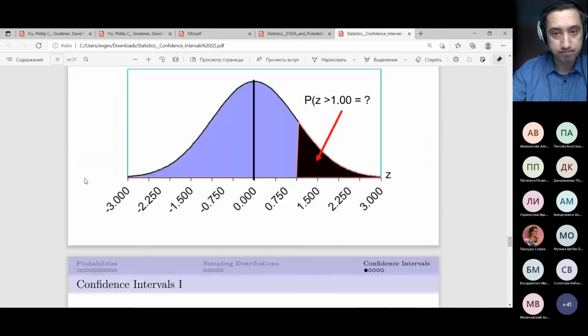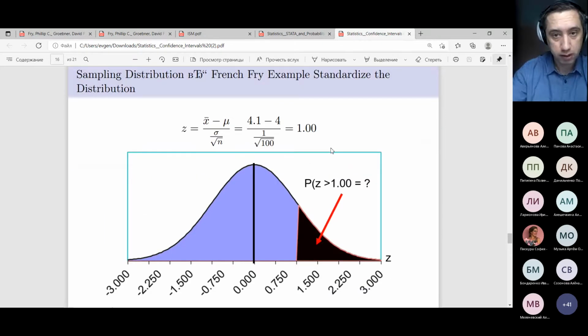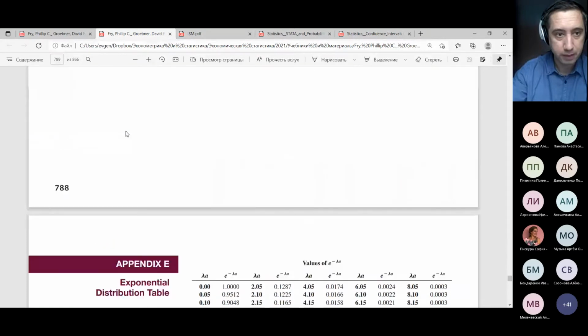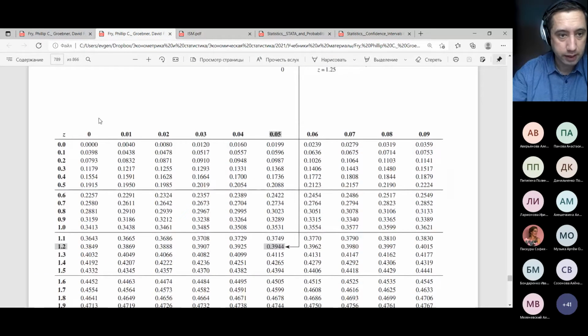So let's do it together. Let's go to our standard normal distribution table, right? And let's find the z value. Look, our value is 0.3413, right? Do you agree? Type plus or minus.